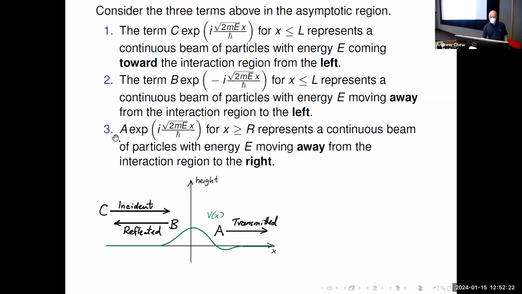And finally, the A term, well, this was in the right asymptotic region. So this is a continuous beam of particles with energy E moving away from the interaction region to the right. So as illustrated here. And so we can think of this as C being an incident beam. We fire some particles at a certain energy towards this potential, and then some of these particles are reflected back and some of them are transmitted, very much like the marble, which when we rolled it could either go back to minus infinity or to plus infinity.